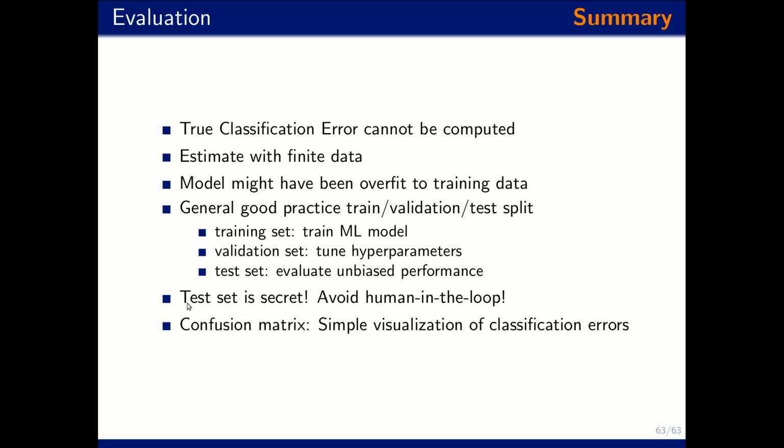And recall, the test set is secret. You cannot use it for training, and avoid a human in the loop situation, where you look at the test error, you're dissatisfied, and you go back to training. This is actually forbidden, since that leaks information from the test set to the training procedure. And finally, we discussed the confusion matrix as a simple visualization of the classification errors. So a simple concept to analyze which kind of errors your model commits.